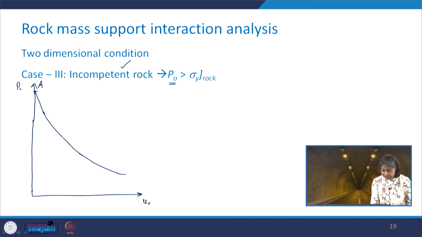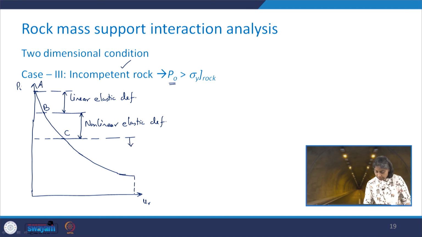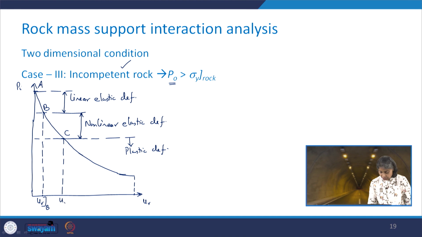Say this point is A and say this point is B, which is the linear elastic deformation, and then up to this point, say this is point C, you have here the non-linear elastic deformation, and beyond this you have the plastic deformation. So, corresponding to this point B, you have UR at B, then corresponding to the point C, you have UR at C.